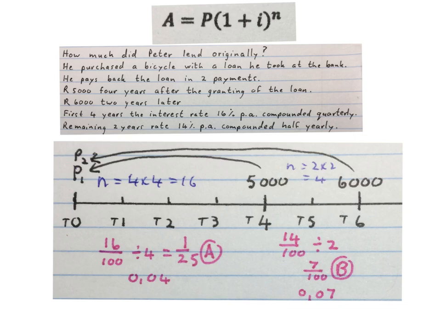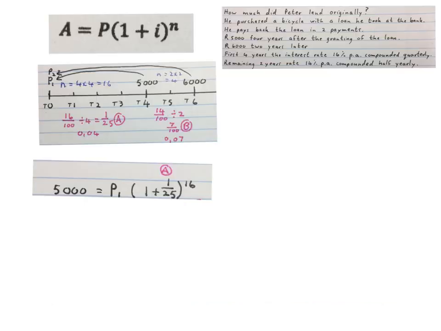And the other 2 sums we will do, we will ask, for him to be able to repay the 5,000 Rand, how much did he lend originally that grew to 5,000 Rand? Then we want to know this 6,000 Rand. How much did he lend originally that grew to 6,000 Rand that he paid at the end? And then we will add these original amounts to see how much he lent originally.